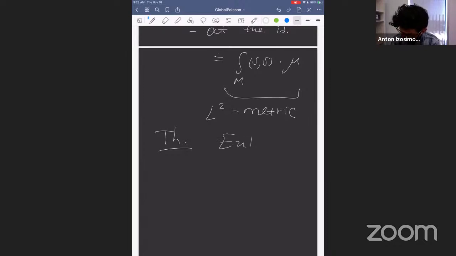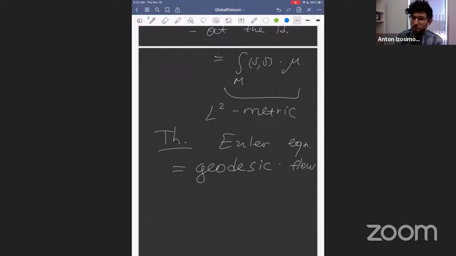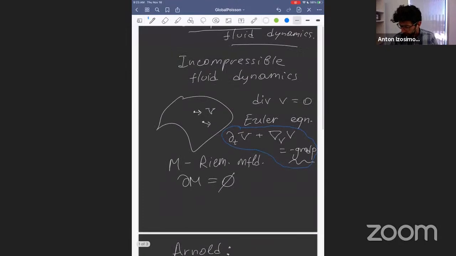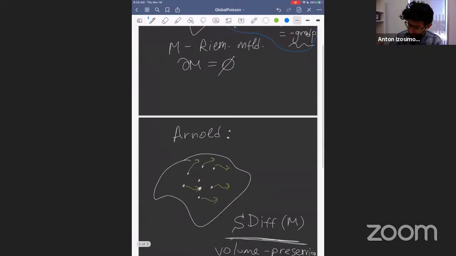So the Euler equation is the geodesic flow on this group of volume preserving diffeomorphisms for the above metric, the metric that's given by the L2 inner product at the identity, and that's right-invariant. Well, this is of course not very precise, because the Euler equation here is not an equation on the group, but rather an equation on the velocity field. So it's not written in terms of motion of particles.